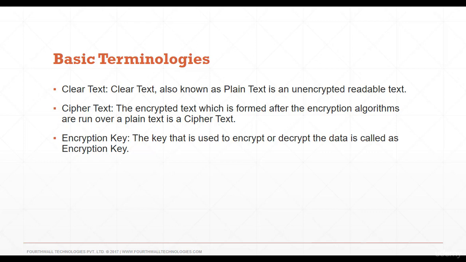Then we have the ciphertext. The encrypted text, which is formed after the encryption algorithms are run over a plain text, is called a ciphertext. Then you would have an encryption key. This is the key that is used to encrypt or to decrypt the data and is called the encryption key.